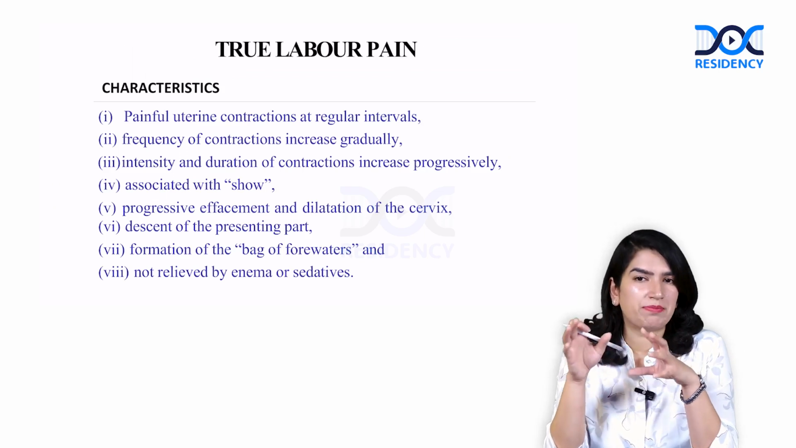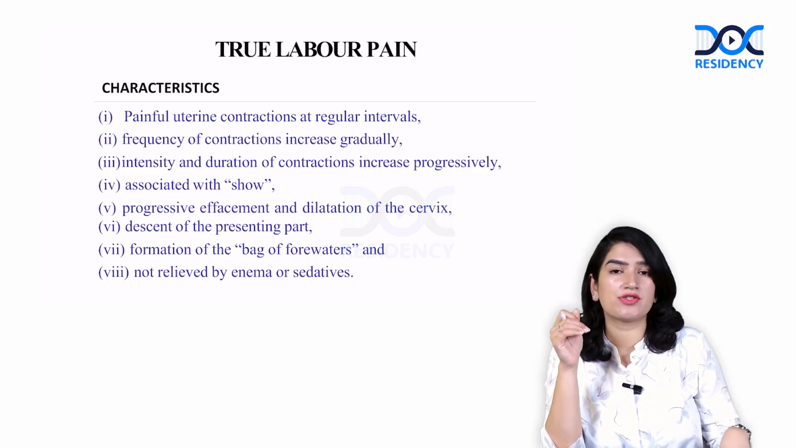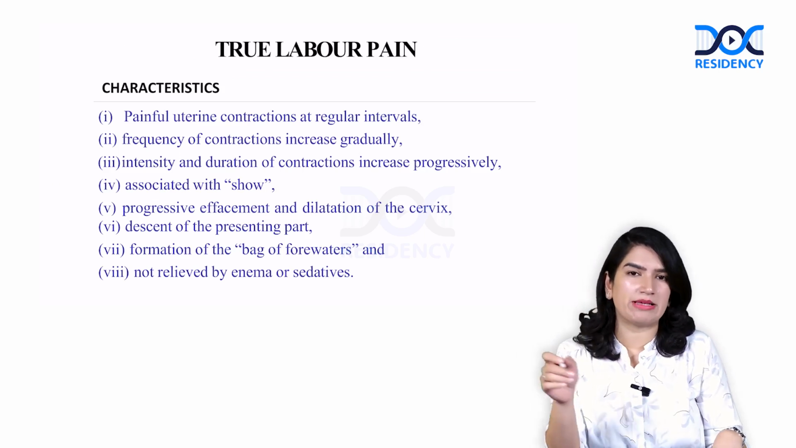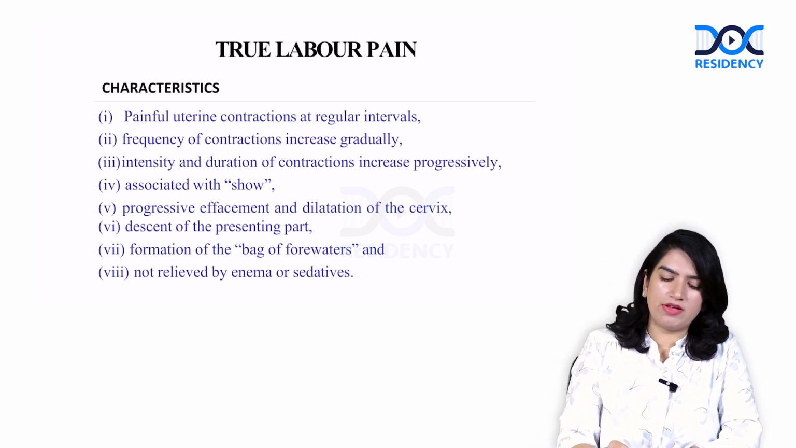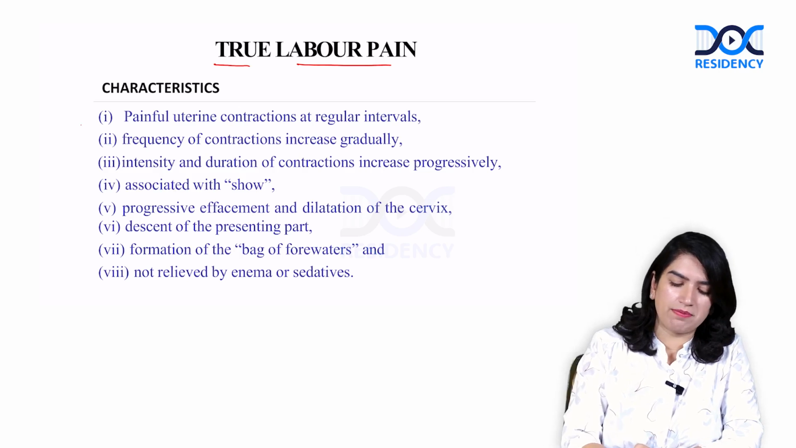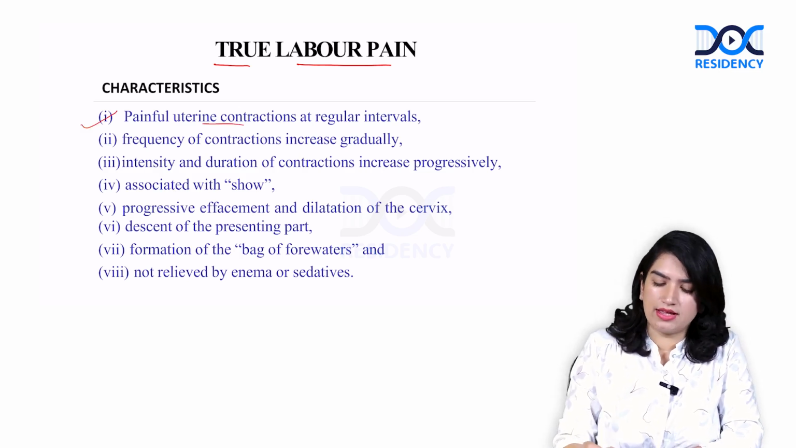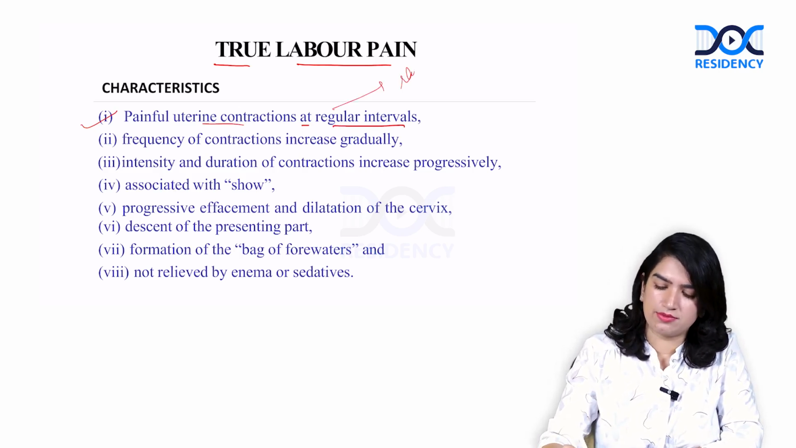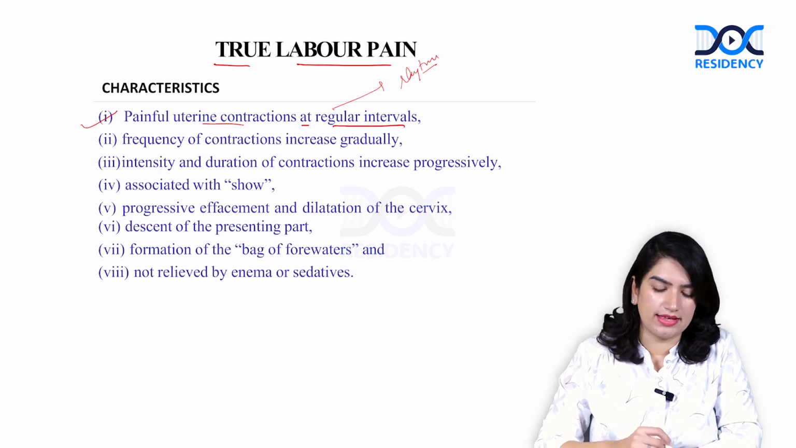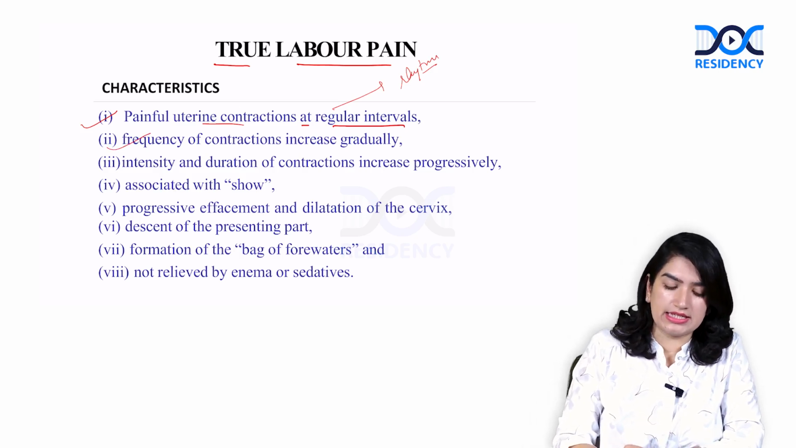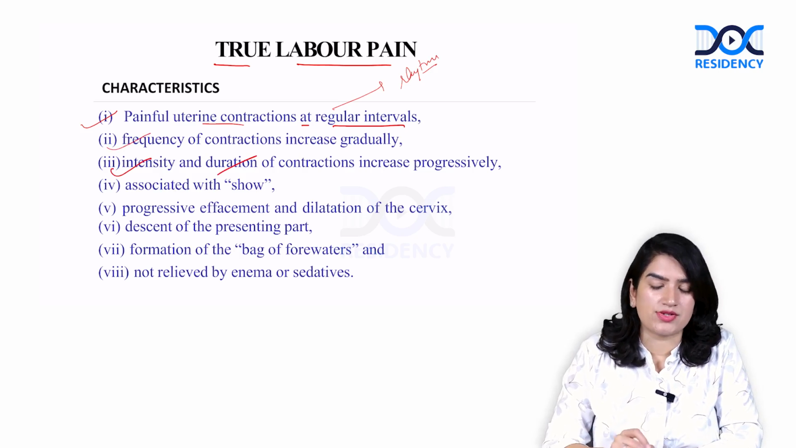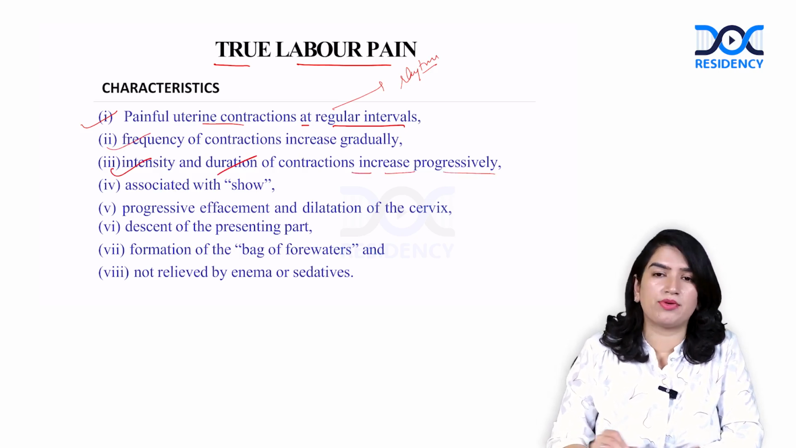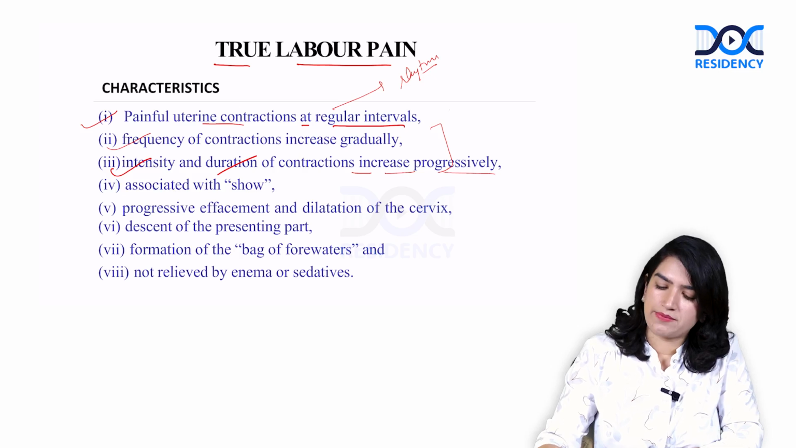Now, coming to true labor pains, we have already discussed the features of false labor or spurious labor pains. When we look at true labor pains, they are painful uterine contractions occurring at regular intervals. That means there is a certain rhythm to the uterine contractions. The frequency, the intensity, and the duration of the contractions keeps on increasing progressively, and this is known as the mounting nature of the uterine contractions.